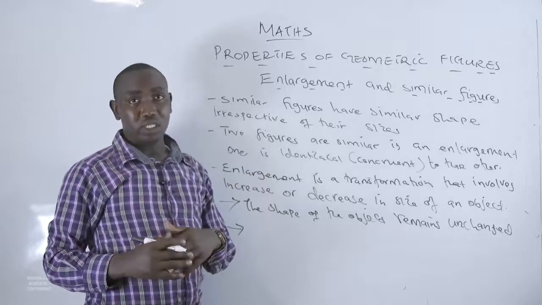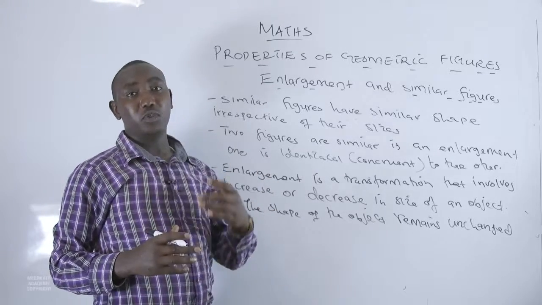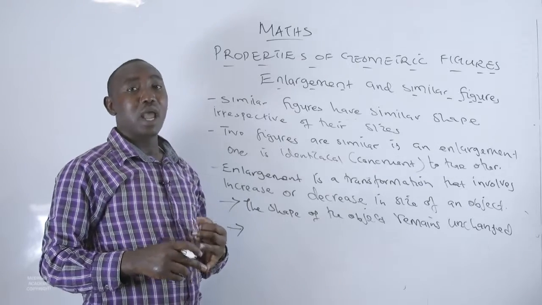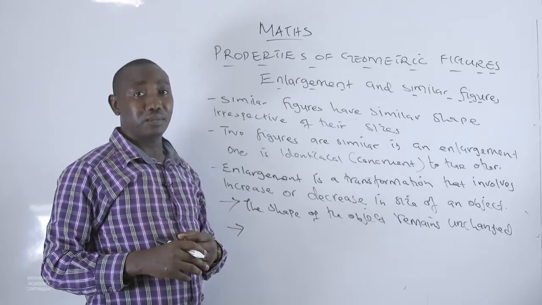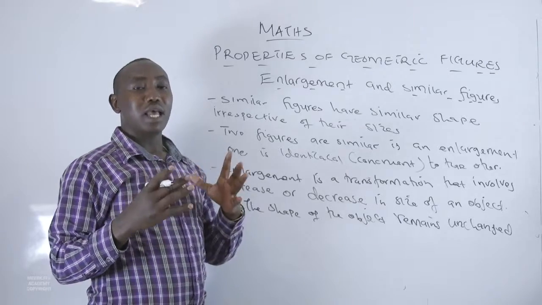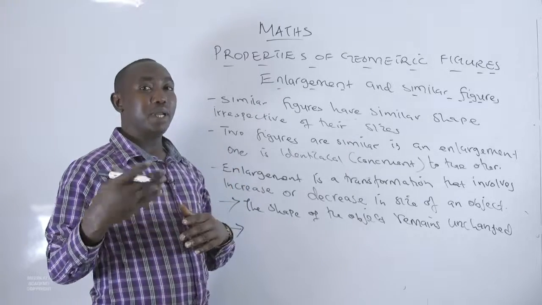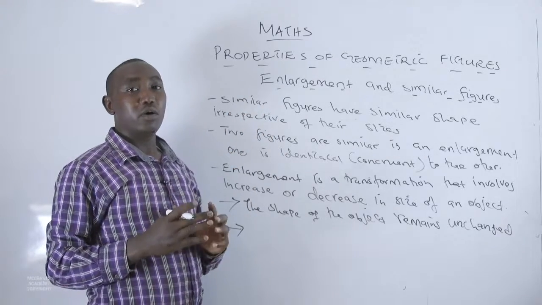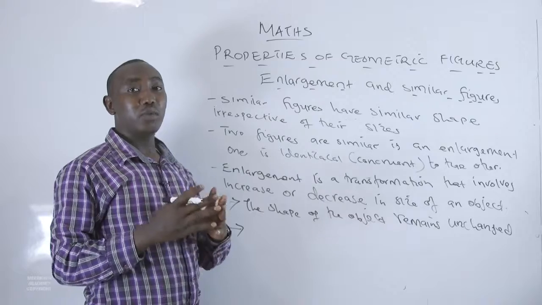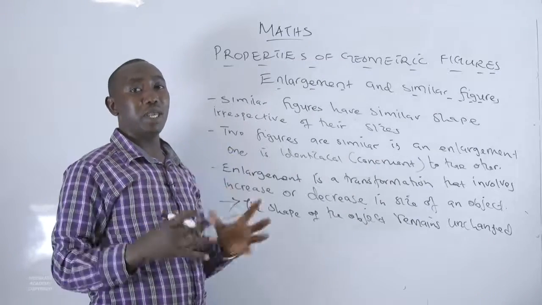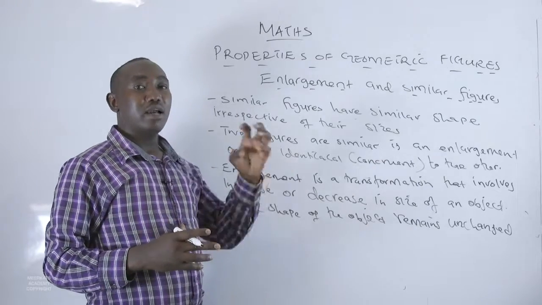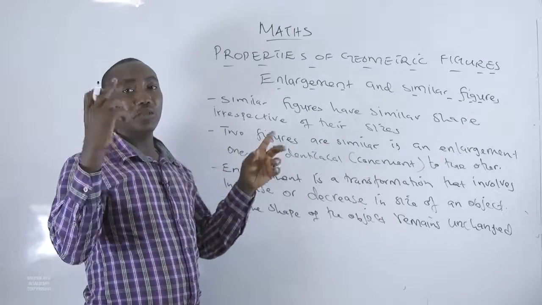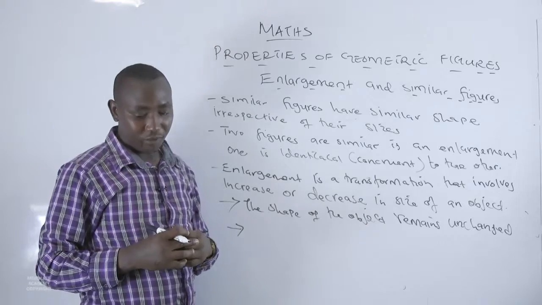This enlargement normally makes good use of two aspects. One is the center of enlargement, and two is the scale factor. The scale factor can either be negative, meaning it will transform a big object to a small object, or we can have a positive scale factor which will transform a small object to a big object. The center of enlargement is that particular point where all the transformation begins from.